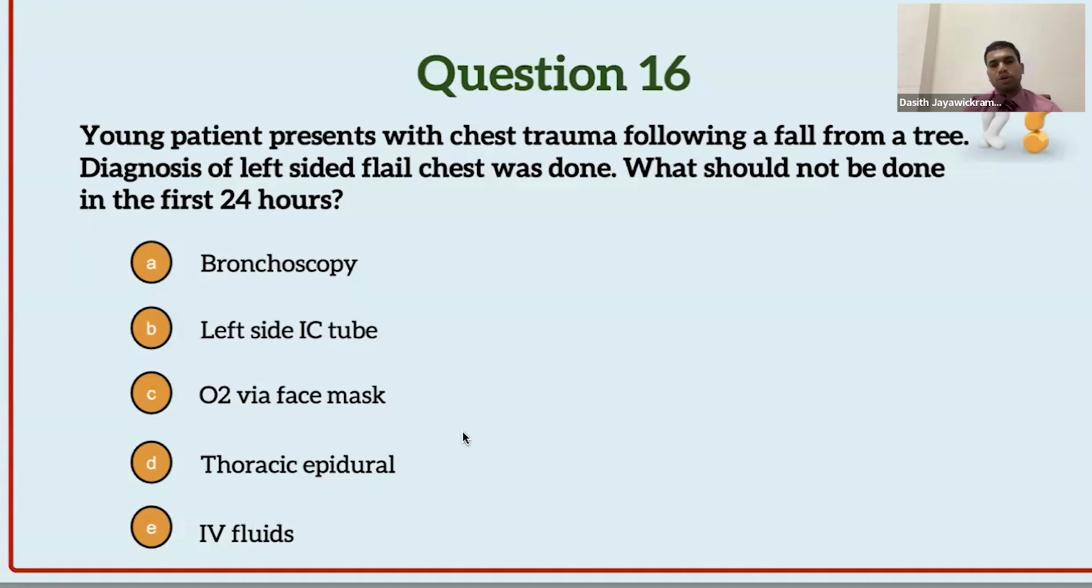So what about bronchoscopy? Bronchoscopy we don't need to do for the flail chest. There's no point of gaining by doing a bronchoscopy. So that is the wrong answer. The answer is A.